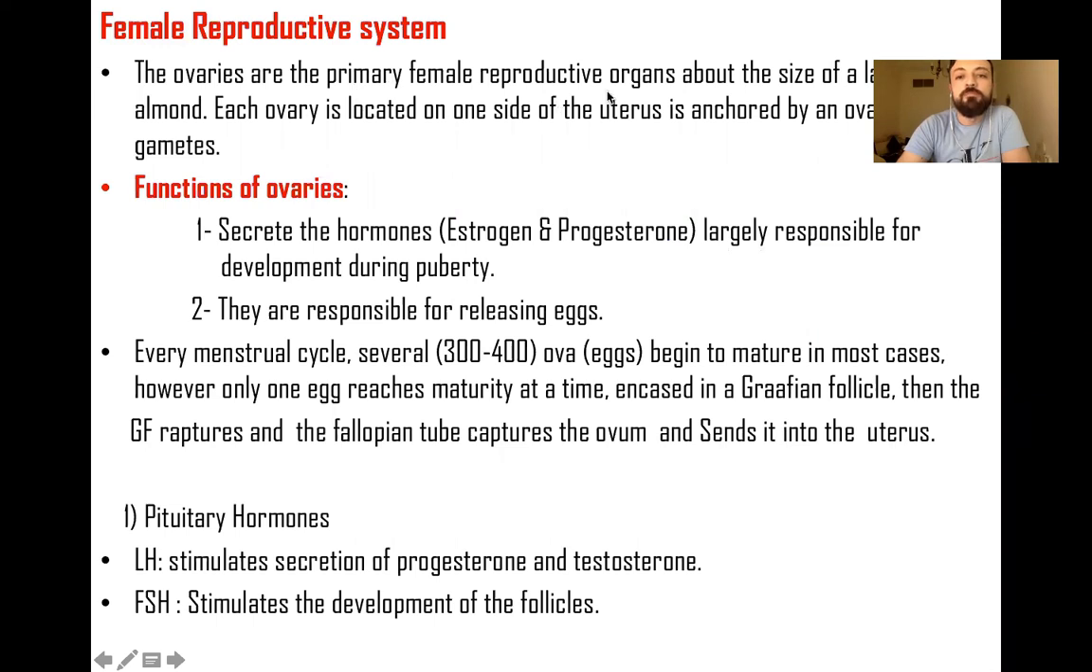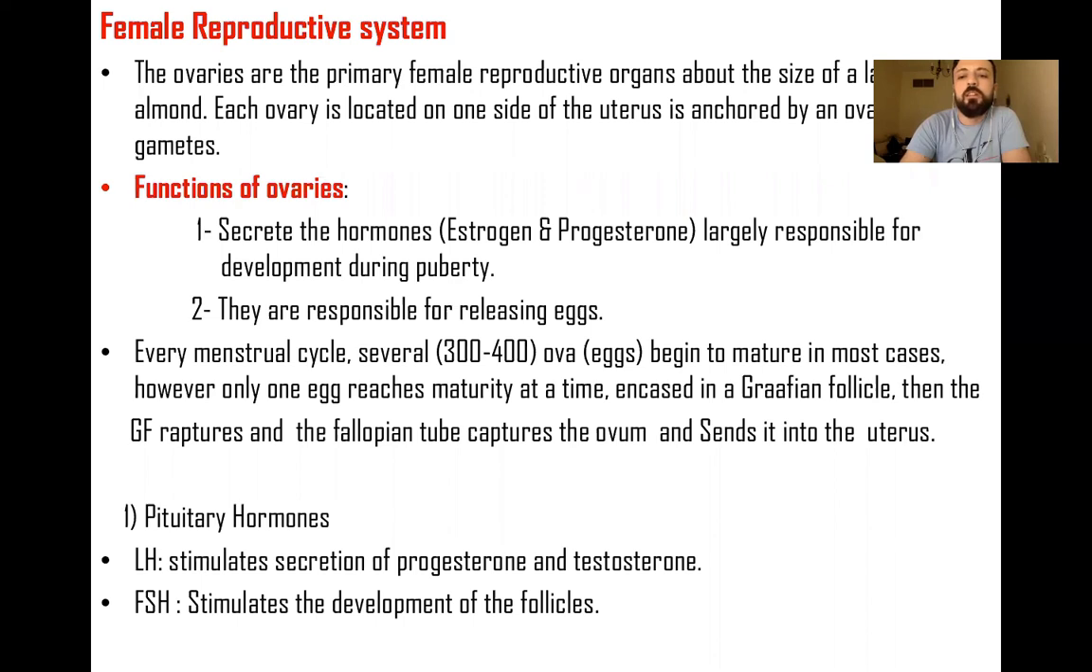Each ovary is located on one side of the uterus and is anchored by ligaments. It contains ova, or gametes. How many? Remember, we spoke about the male reproductive system. We said that the male reproductive system produces 300 to 400 million sperms per ejaculation. So what about the ovaries? How many eggs do they have?